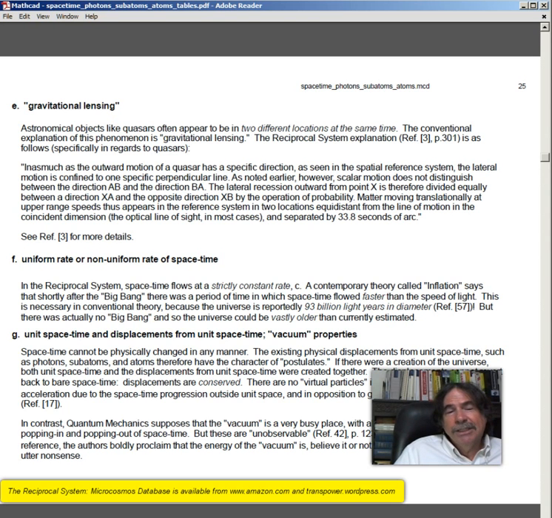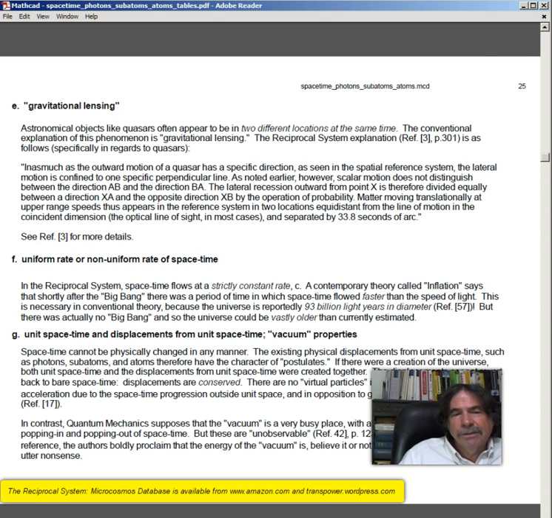G, unit space-time and displacements from unit space-time, vacuum properties. Space-time cannot be physically changed in any manner. The existing physical displacements from unit space-time, such as photons, subatoms, and atoms, therefore have the character of, quote, postulates. If there were a creation of the universe, both unit space-time and the displacements from unit space-time are created together. The displacements cannot revert back to bare space-time. Displacements are conserved. There are no virtual particles in the reciprocal system.